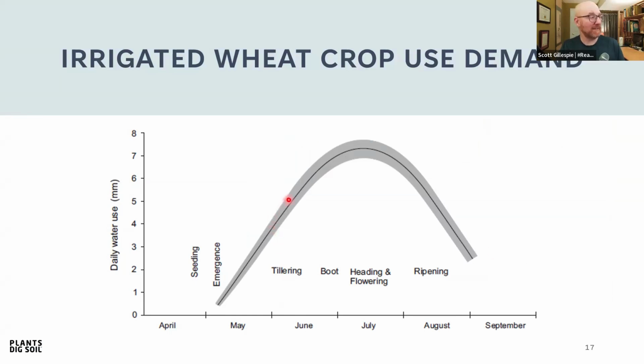So here with this wheat, this is the crop use demand that's been developed in Alberta. But when it's at its peak, if you see here, 7 millimeters a day. So it can go from that 85% to 65% available water in one day. And our pivot systems, that's about the most they can put down in a day. So when we really want to maximize yield, that's how we do it.